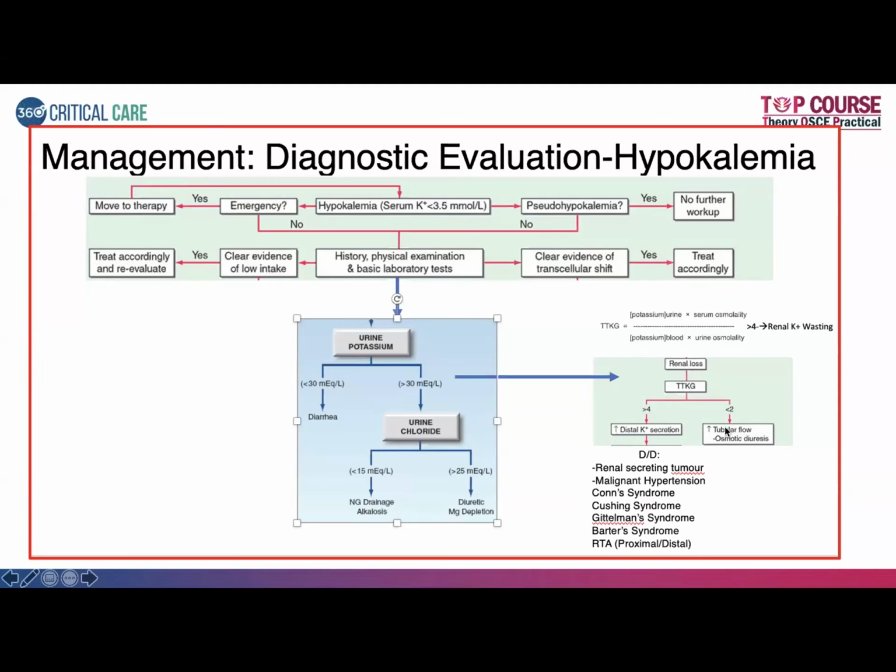If there is low TTKG, it means increased tubular flow and osmotic diuresis. So if the urine potassium is high, also look for associated chloriduria. If the urine chloride is also very high, it is mostly due to diuretic therapy or magnesium depletion. So you need to supplement magnesium also, as magnesium is an important factor for reabsorption of potassium. If the urine chloride is low, then it could be due to some other loss.